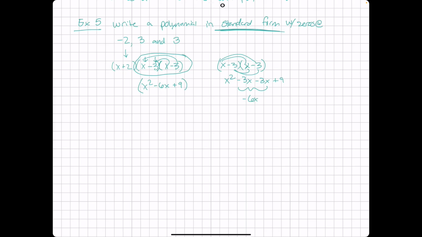It was a pattern of a perfect square trinomial. What do you do with the 9? It's just plus 9. It's still there. Okay. There we go.